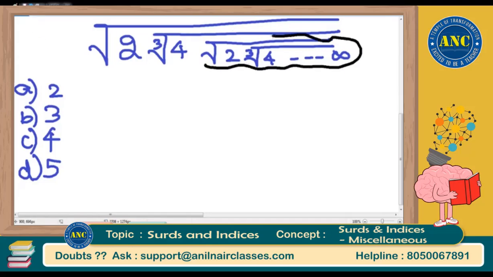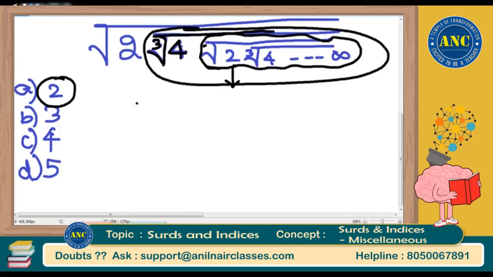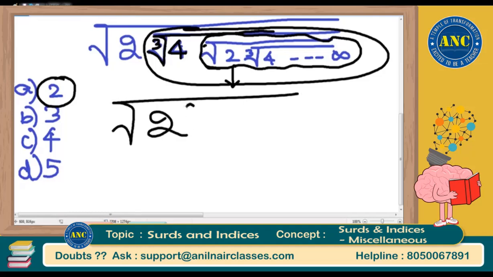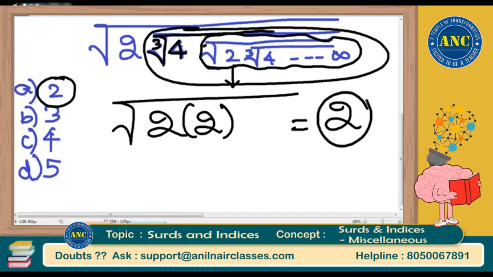I will assume my first option, 2. This becomes 4 into 2. 4 into 2 is how much, sir? 8. But cube root of 8 is how much? Cube root of 8 is 2. This entire thing is nothing but 2. So I am left with square root of 2 into 2. Square root of 2 into 2 is square root of 4, which is 2. This 2 is what I assumed here. Therefore my assumption is right. Answer is 2. Beautiful, right?